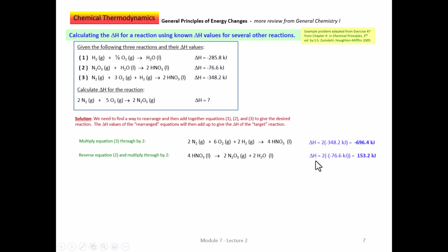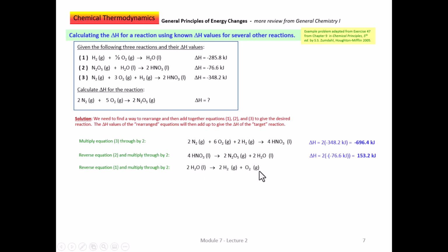Here, the deltaH contribution from this step is 2 times minus minus 76.6. In other words, I changed the sign of deltaH and multiplied through by 2. So now we have positive 153.2 kilojoules contributing from this step. And then finally, I'm going to reverse equation 1 and multiply through by 2. When I do that, I get this.